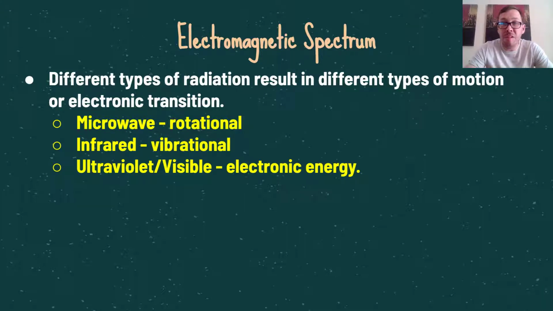So the key thing here is to simply know these 3 different types of motion or electronic transitions based on the different types of electromagnetic radiation that cause them. Microwave causes rotational. I always remember that because I think of the little rotating thing in the microwave that rotates your food. Easy enough. Infrared tells us about vibrational transitions, but the key one we're primarily going to be looking at is UV-Vis, which is electronic energy. That is what we talked about previously about the photons that are emitted in different colors of light.